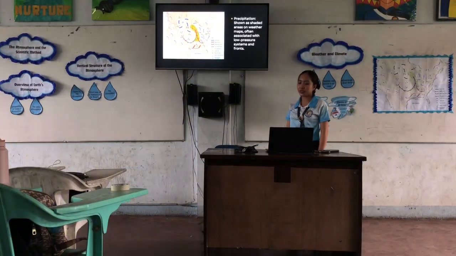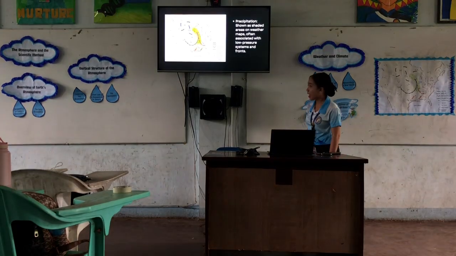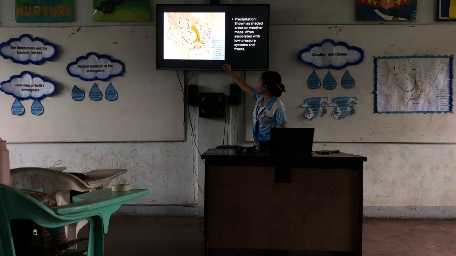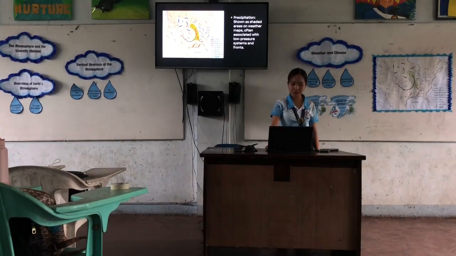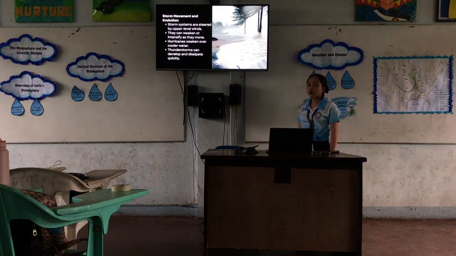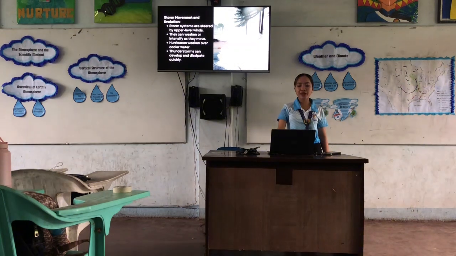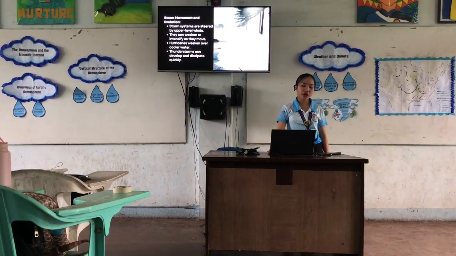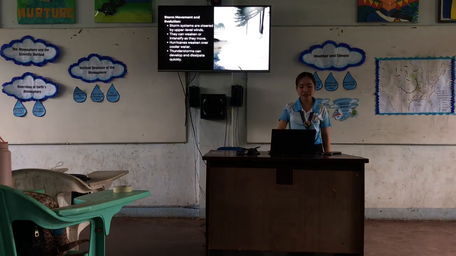Then we have precipitation, shown as shaded areas on weather maps, often associated with low pressure systems and fronts. We have here our shaded areas, yellow and green. That is our precipitation. Then we have storm movement and evolution. Storm systems are steered by upper level winds. They can weaken or intensify as they move. Hurricanes weaken over cooler water. Thunderstorms can develop and dissipate quickly.